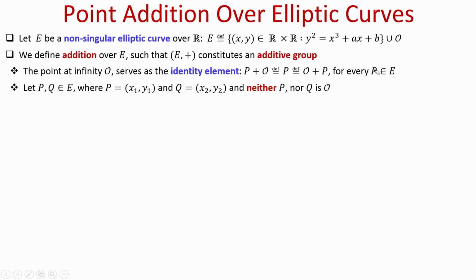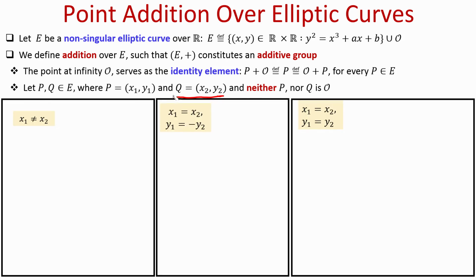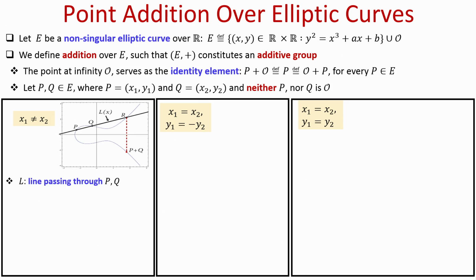On the other hand, if you are given 2 points P and Q lying on the curve E, and say the coordinates of the point P are x1 comma y1 and the coordinates of the point Q are x2 comma y2, and neither P nor Q is the point at infinity, then the way we define the plus operation on these 2 points is as follows. We can have 3 possible cases depending upon the relationship between the coordinates of P and Q. The first case is when x1 is not equal to x2. In this case, we define the result of P plus Q as follows.